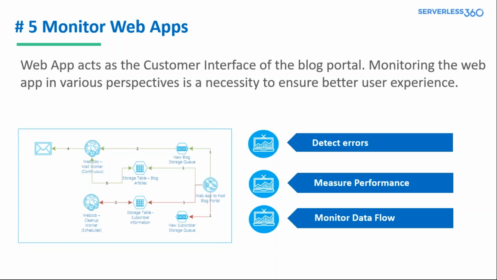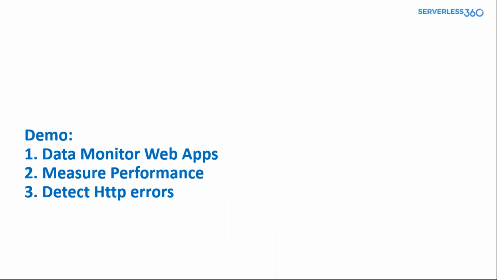I need to be aware of errors occurring in my web application, or I need to measure the performance of the web app. I need to have an eye on the performance. If its average response time is beyond a certain limit, I need to get a notification. And I need to have an eye on what is the data flow through my web application. Let us see how Serverless 360 can help in achieving all this.